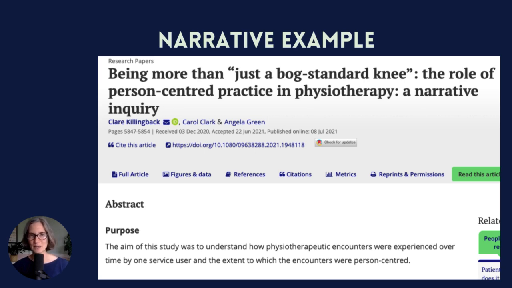I might actually put this paper in the chat because I think it's really important for all physiotherapy students to read, because it helps you understand what it's like from a patient perspective to be experiencing physiotherapy. So for narrative, the key word to remember is that it's about stories.